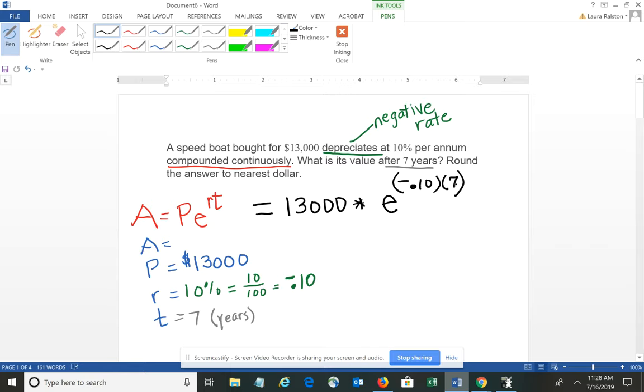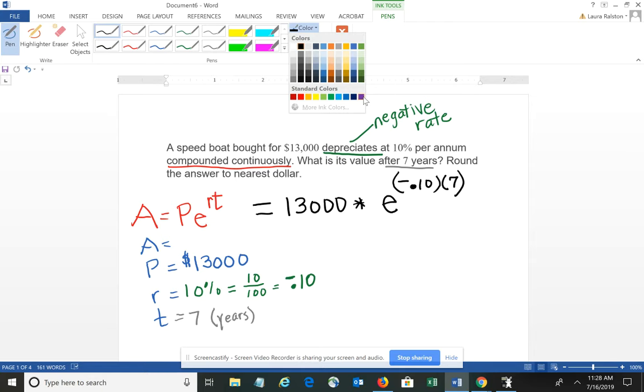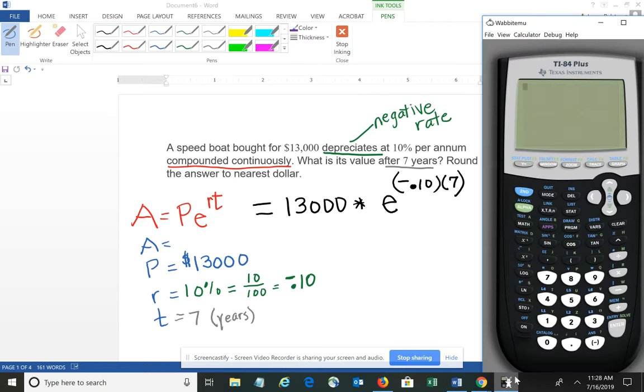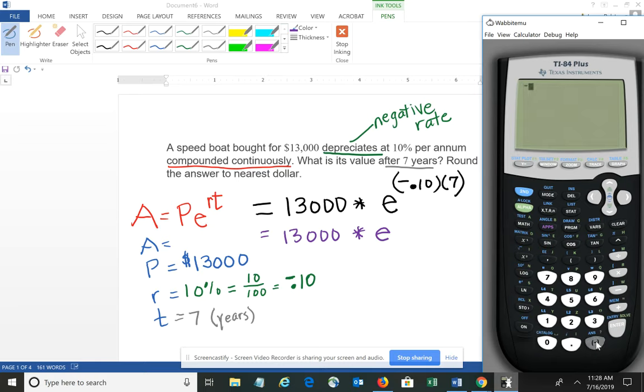Now, for me personally, when I go to put this into the calculator, I like to walk it through the steps. I don't usually try to put the entire problem in at once. So if I think about my order of operations as I'm entering it into the calculator, I would deal with the exponent first. So I would have 13,000 times e, and I'm going to multiply negative 0.10 times 7.